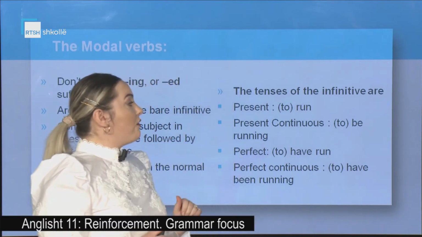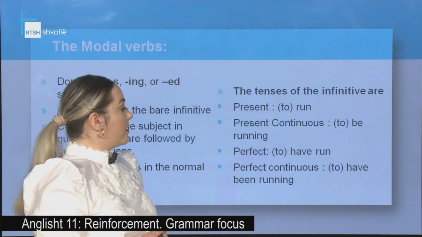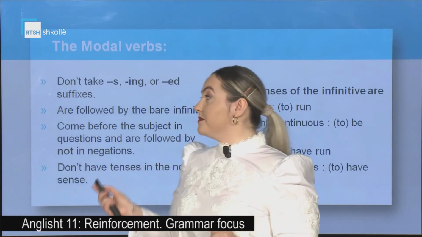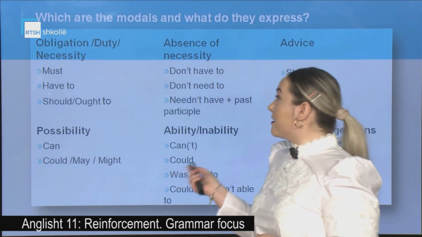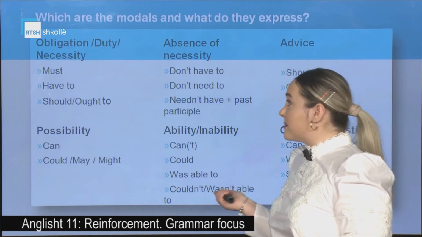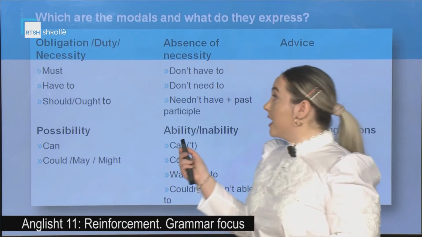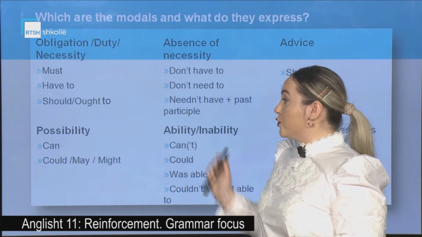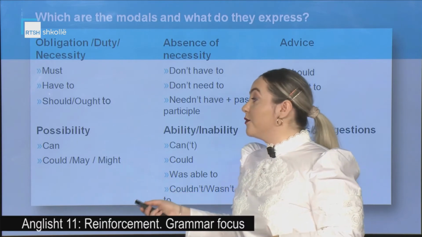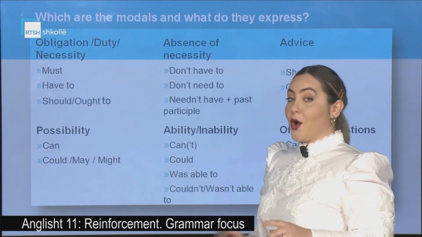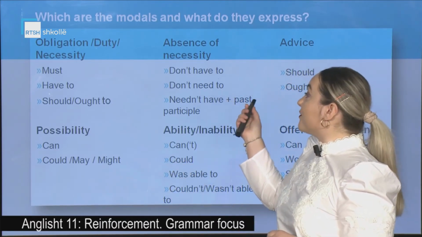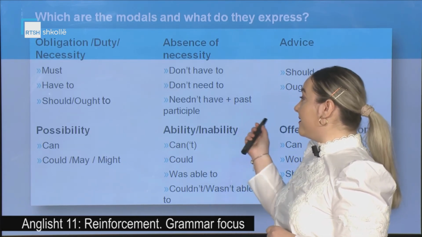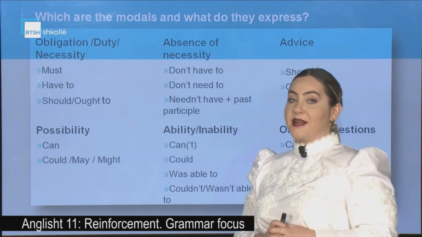The tenses of the infinitive are present, present continuous, perfect or perfect continuous. Which are the modals and what do they express? We use must, have to, should, ought to for obligation, duty or necessity. For possibility, we use can, could, may or might. For absence of necessity, we use don't have to, don't need to, needn't have plus past participle.